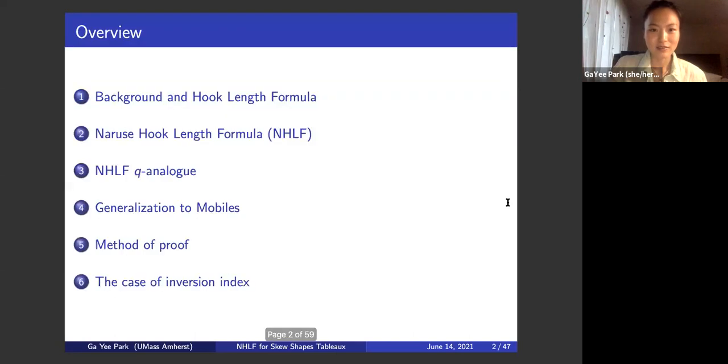Okay, so here is the overview of the talk today. I will be going over some background information, including the hook length formula and the Naruse hook length formula, and talk about their q-analog, and also talk about posets and their linear extensions, and introduce you to a new family of posets called mobile posets and my results on it. And we'll be talking about the brief method of proof, and if we have time, I'll be talking about the case of inversion index.